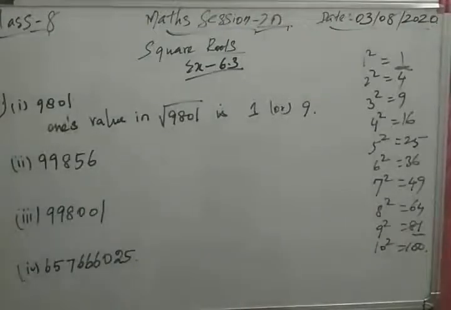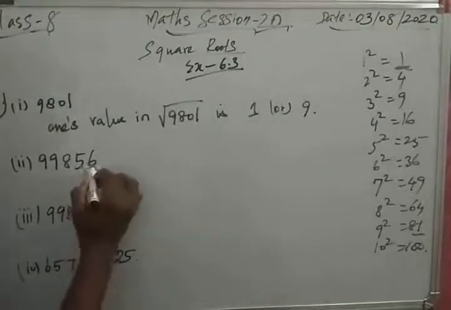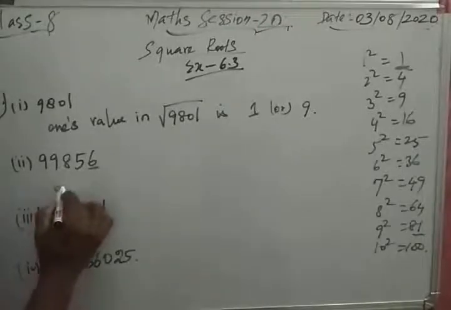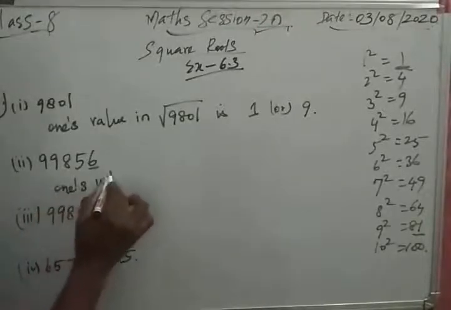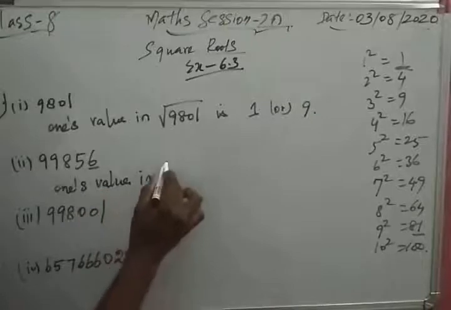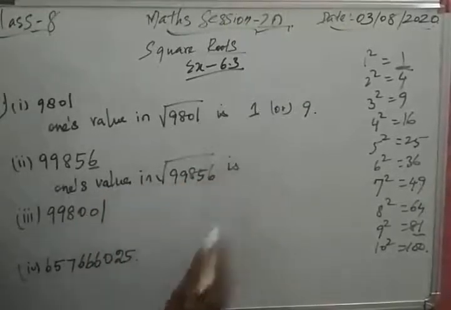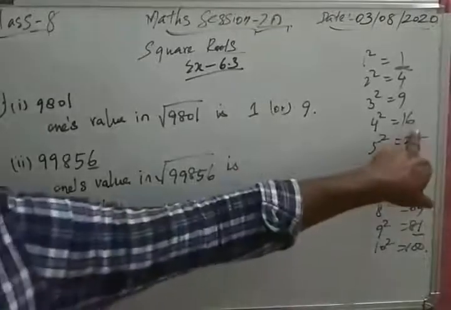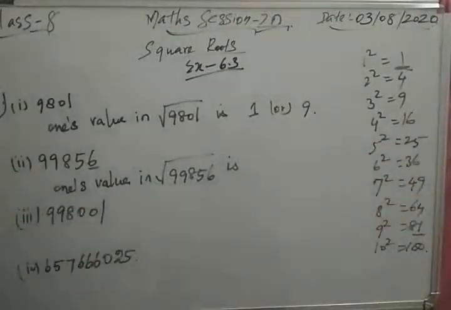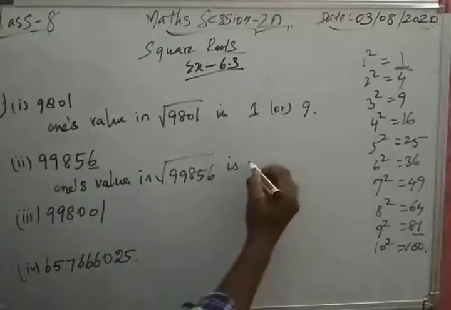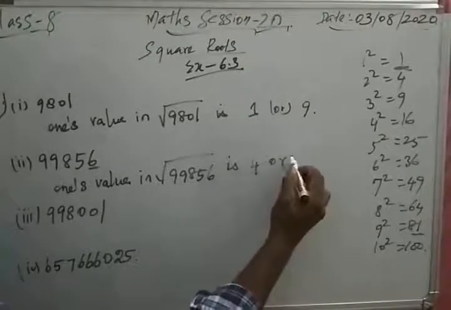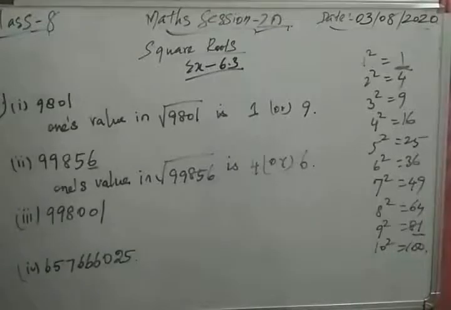Okay. Next one is 6. So what is the ones value in the root of 99856? What can we do? 1 is 16, otherwise 6 is 36, right? So we can write 4 or 6. Understood how we have done it? They have asked only about the ones place value.